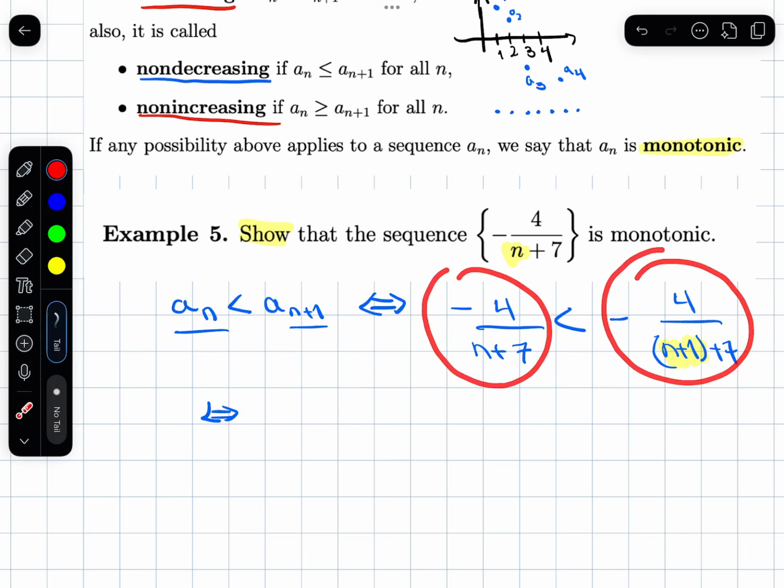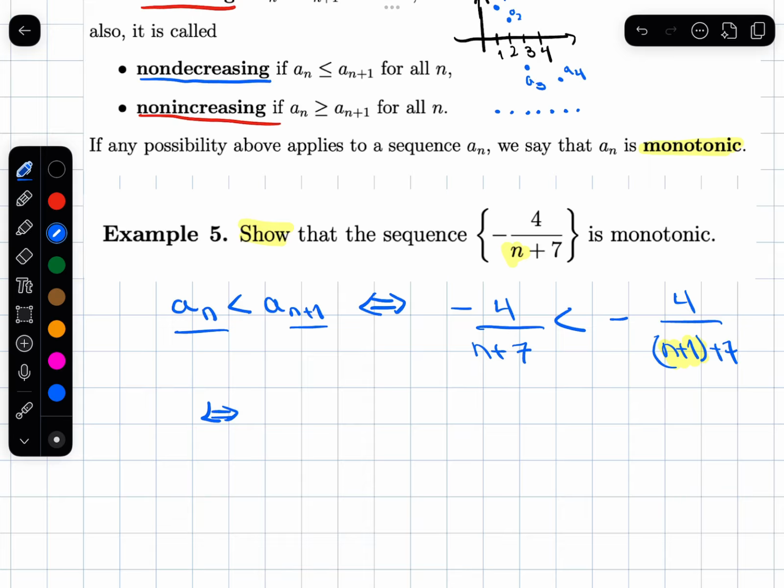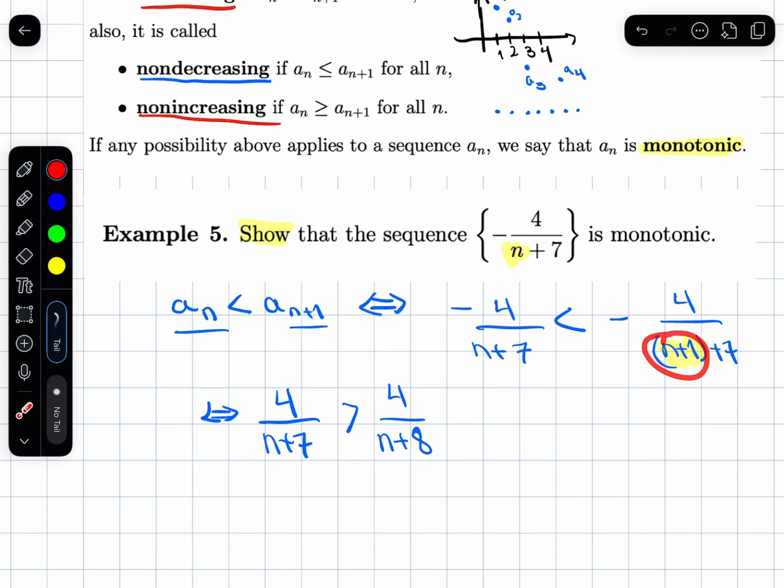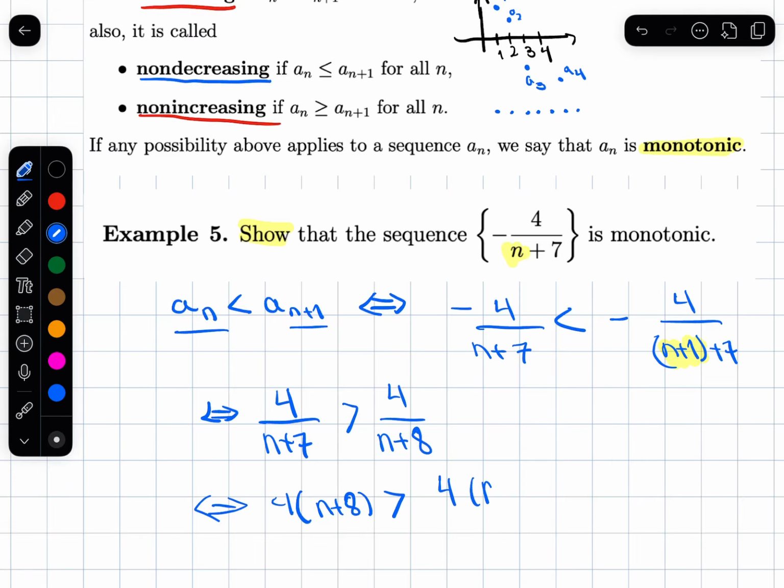I can multiply both sides by -1. When I do that, I reverse the inequality. So n plus 8 like this, because n plus 1 plus 7 is n plus 8. And now I get to take this number, multiply over on that side. This is a positive number because n is a natural number, and n plus 8 is going to be positive. So when I multiply this over, nothing happens to this inequality. And when I multiply this over on the other side, nothing's going to happen to the inequality either. So 4 times (n plus 8) is going to be greater than 4n plus 7.